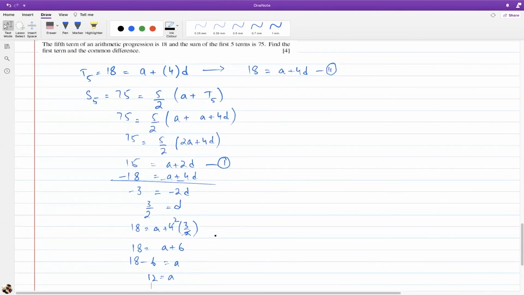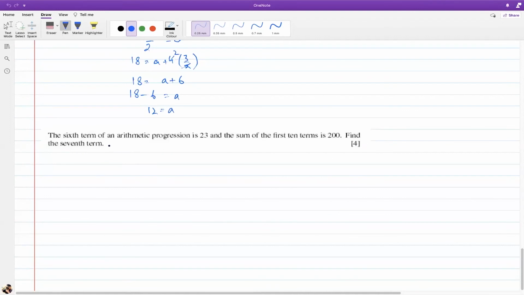Read through it. Tell me if there's anything you don't understand. So that's arithmetic progression. And these are the kinds of questions that you will see in arithmetic progression. Okay? I'm going to give you a question and I'll ask you to solve this. Okay? So let's read the question.